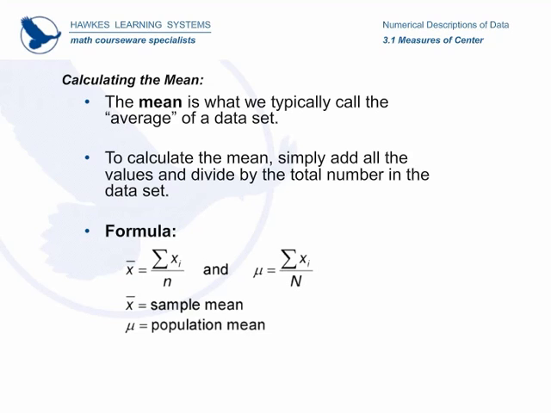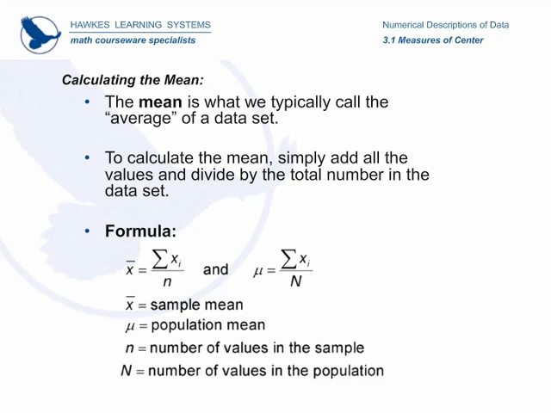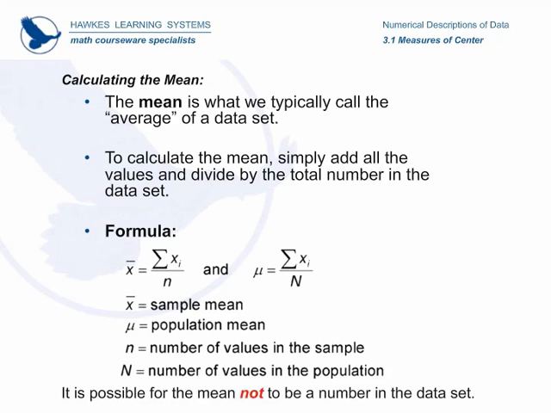So whenever you see the x-bar, you know we're talking about samples, and when you see the Greek symbol mu, we're talking about populations. And lowercase n equals the number of values in the sample, and uppercase N equals the number of values in the population. It is possible for the mean to be a number in the data set.